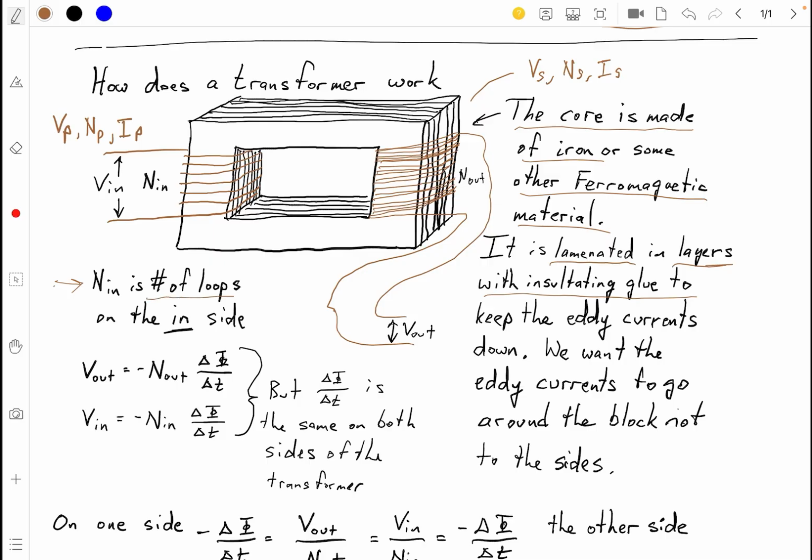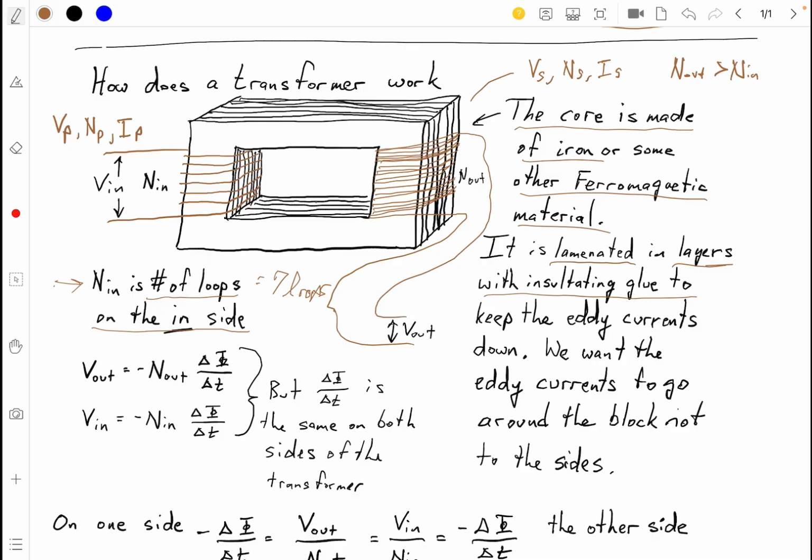All right. So we've got N in. That's the number of loops on the in side. So how many loops do we have here? 1, 2, 3, 4, 5, 6, 7. So N in is equal to 7 loops. Okay? Now we go to the other side. What is N out? Well, good luck counting that. But it's more, right? It's definitely more. So N out is greater than N in. And it's not just a little bit greater, it might be 3 times as many, right? So that's good. So here's what happens.